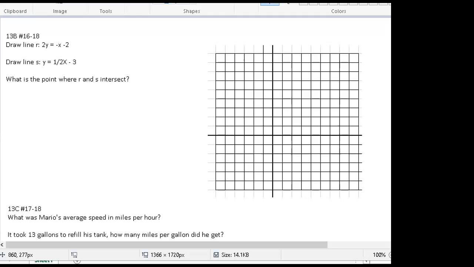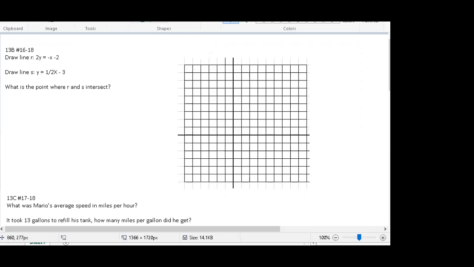Okay, so right here I have 13b, numbers 16 through 18. Draw the line R, and that's 2y equals negative x minus 2. So the first thing I need to do is make sure that that's in slope-intercept form. It's close, and you might be tempted to say that it is, but it's not because there's a 2 in front of that y.